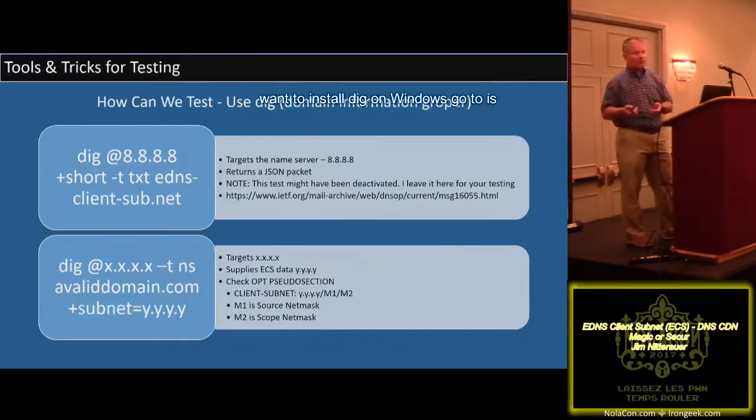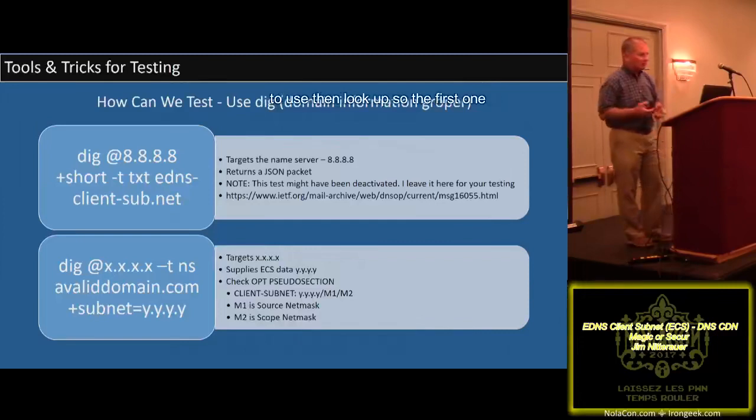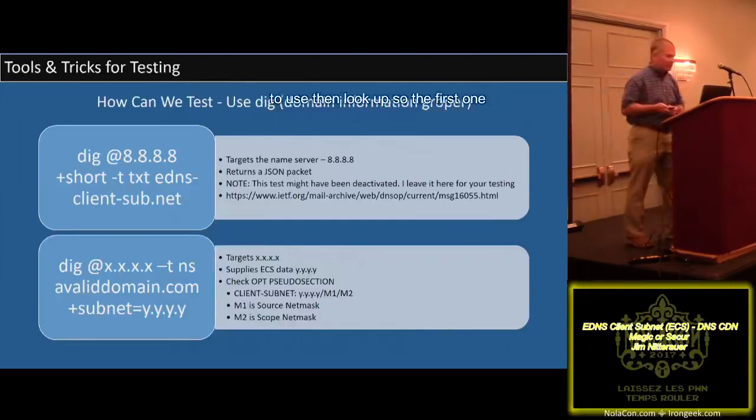So, an aside, if you want to install dig on Windows, go to isc.org and download the Windows zip file for all the BIND installs. There's nothing to install. Just unzip that file into a folder on your computer, like C:/dig, put it in your path, and run dig. It'll work. Much easier to use than nslookup.